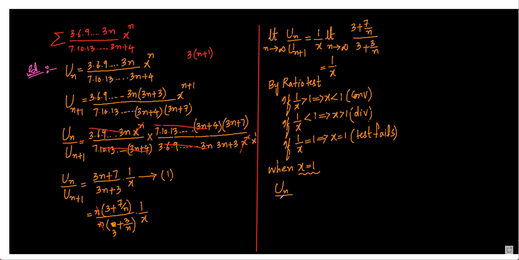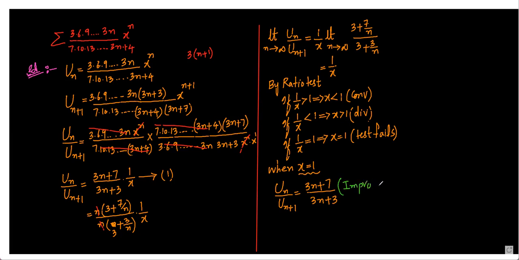un by un plus 1 equals what happened here? 3n plus 7 by 3n plus 3. Can I say it is an improper fraction? Yes, because the degree of the numerator and the degree of the denominator are the same. Same means improper fraction.